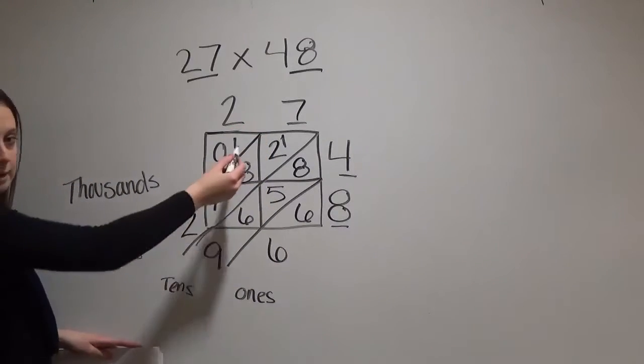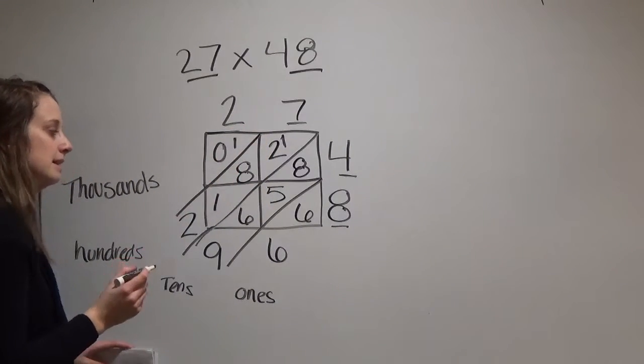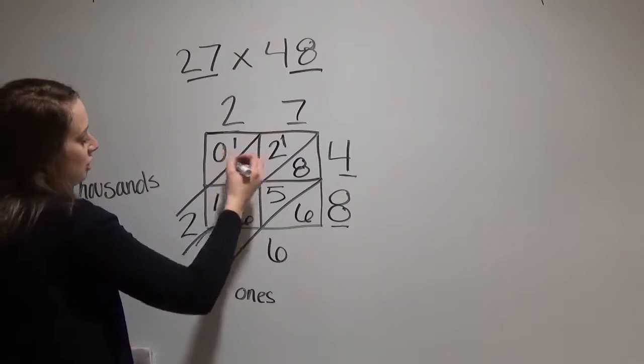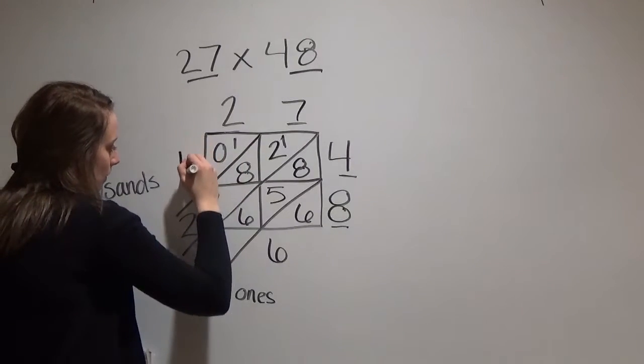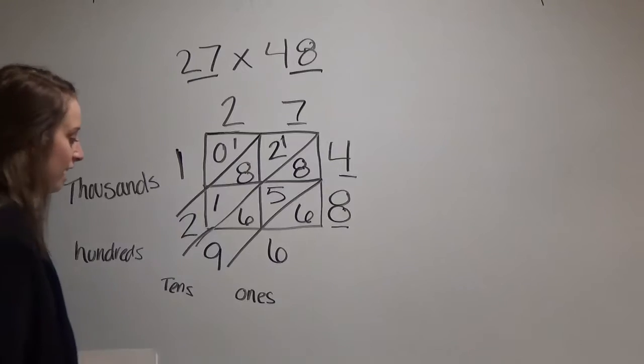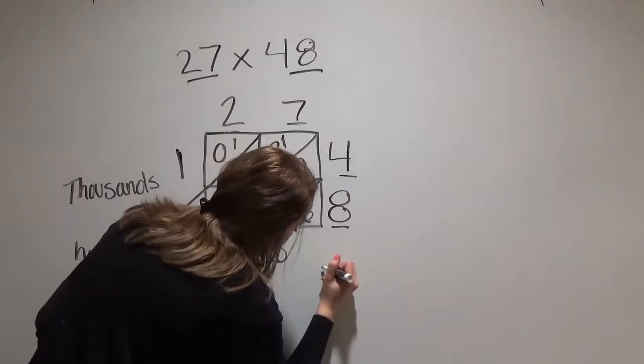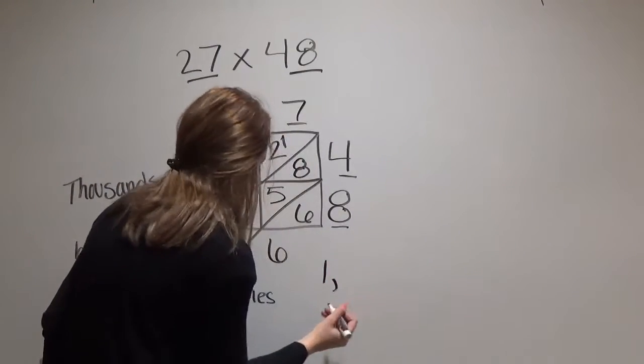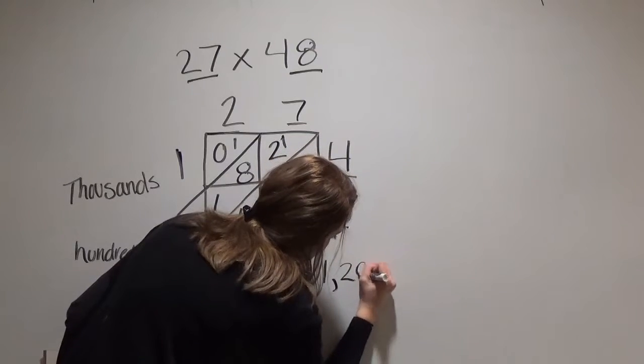Now we have 1 plus 0 in our thousands place, which is really just 1. So we put a 1 in our thousands place. And our answer is 1,296.